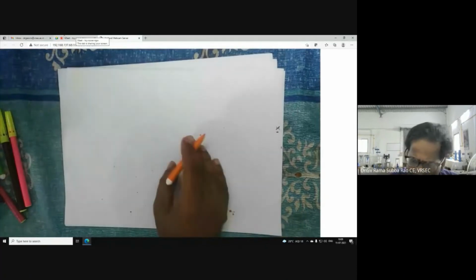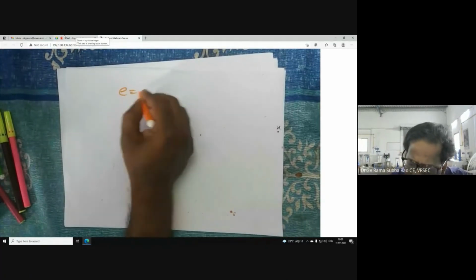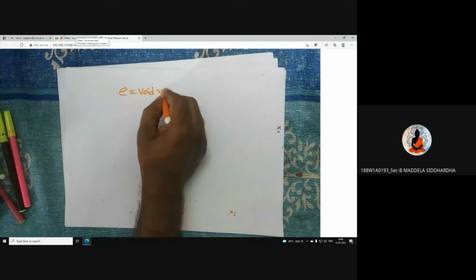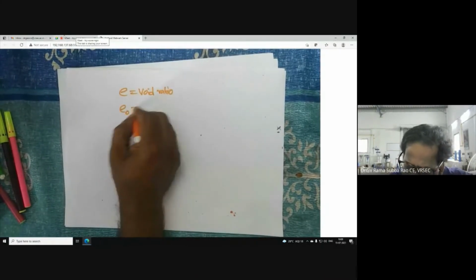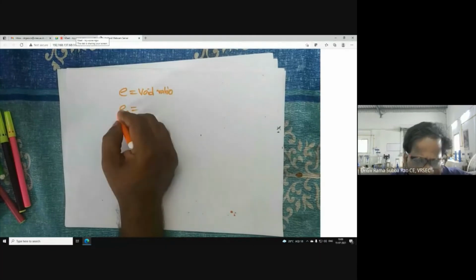So at least you please tell me what is e naught. Void ratio. Super. So e naught is the void ratio. Here the soil is completely saturated.